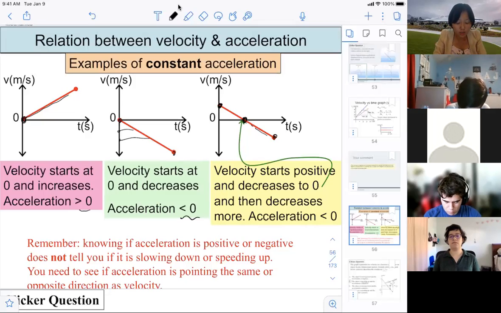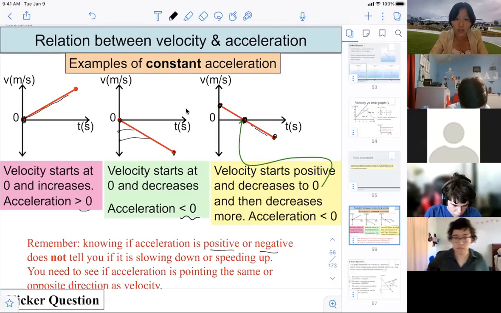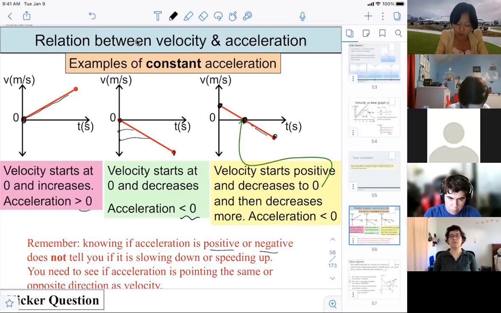So remember, knowing if your acceleration is positive or negative doesn't really tell you if it is slowing down or speeding up. So you need to see if the acceleration and velocity are pointing in the same direction or opposite directions. So don't put too much emphasis on the signs of these quantities, because the signs are determined by which way you define to be positive.